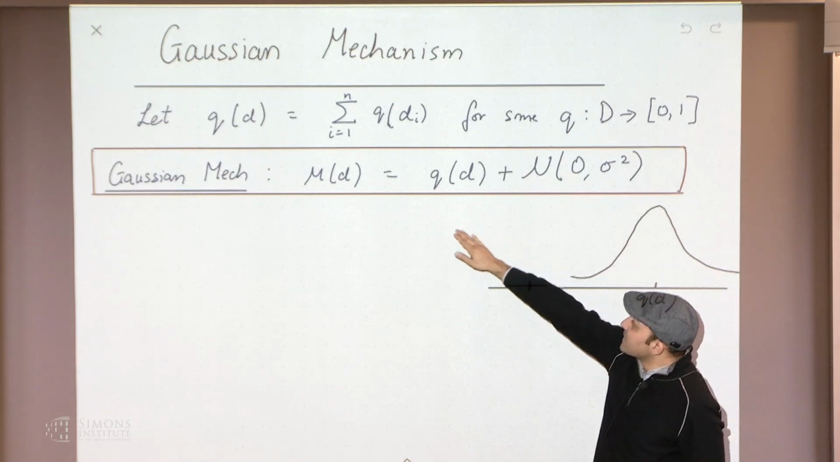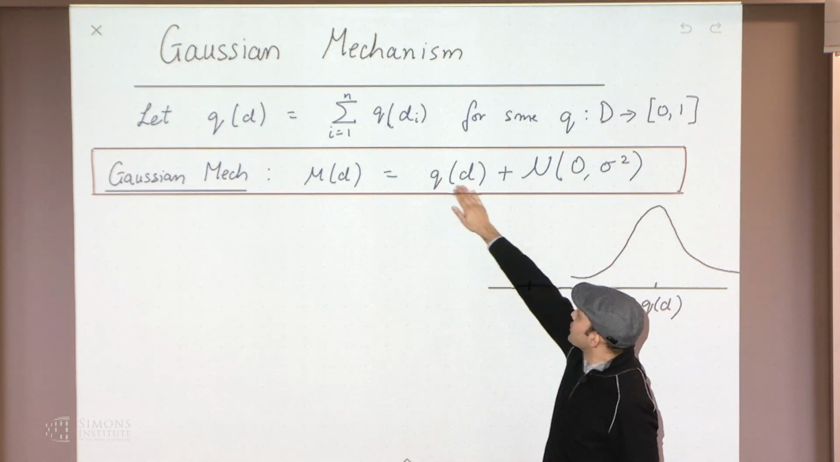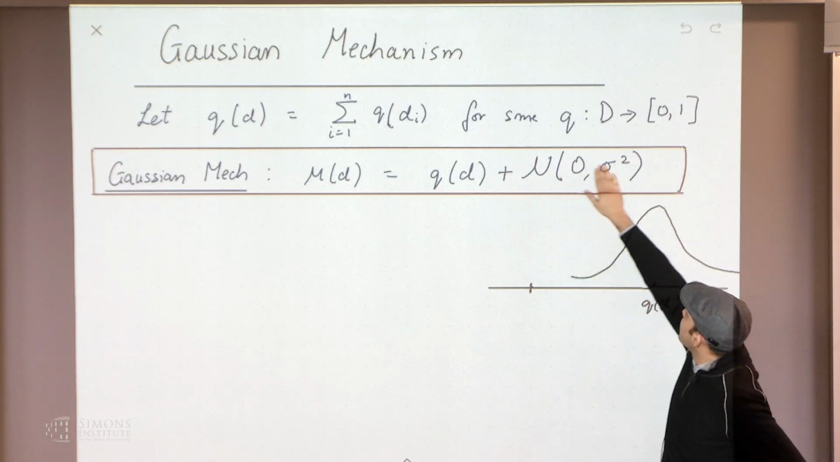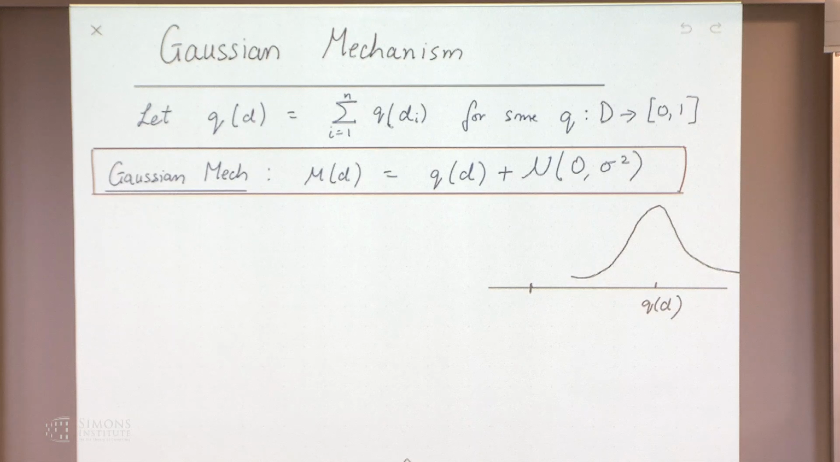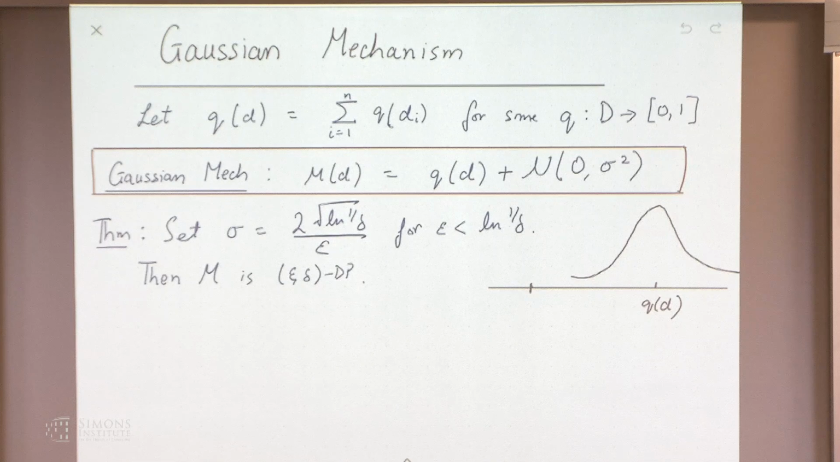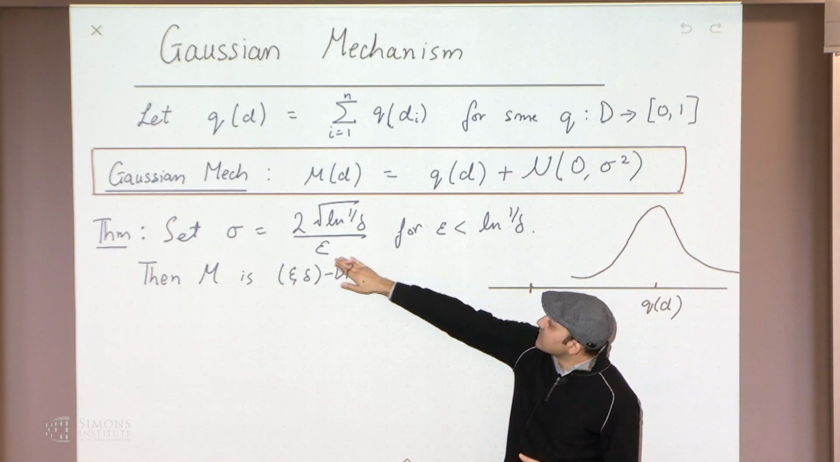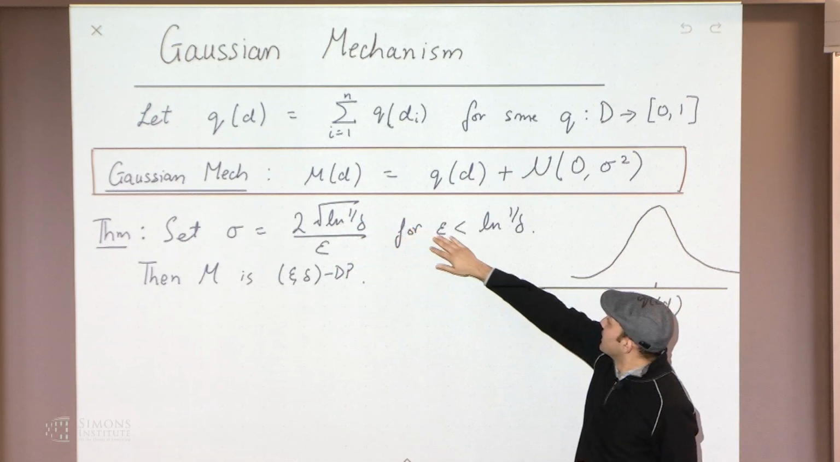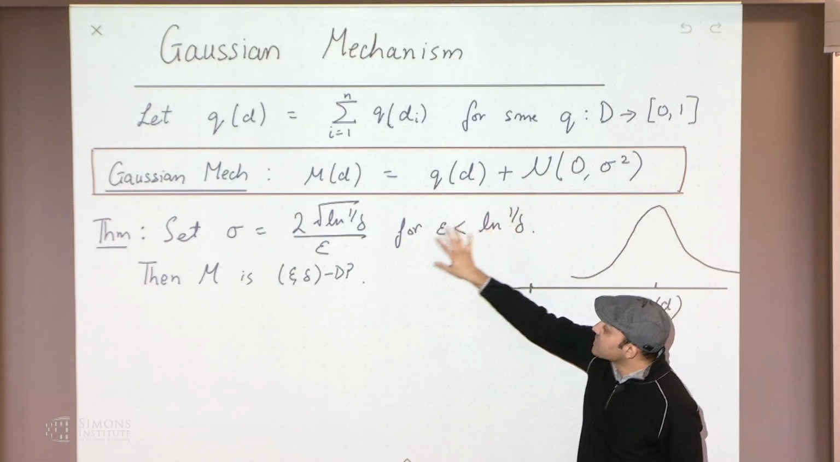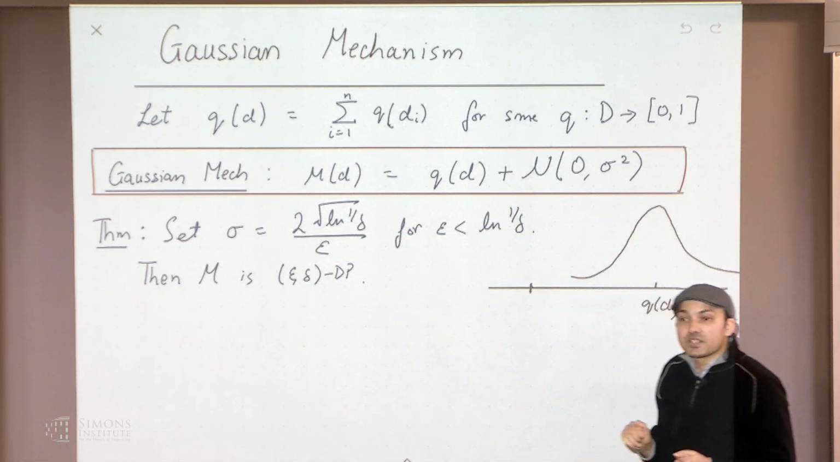The Gaussian mechanism says: compute Q on the real data set and then add noise from a Gaussian distribution with variance sigma squared. So this is what the distribution of this mechanism looks like. Here's the theorem we'll prove. If I set sigma appropriately to be something like square root of log 1 over delta, divided by epsilon, under some mild technical conditions, this mechanism is epsilon-delta differentially private.